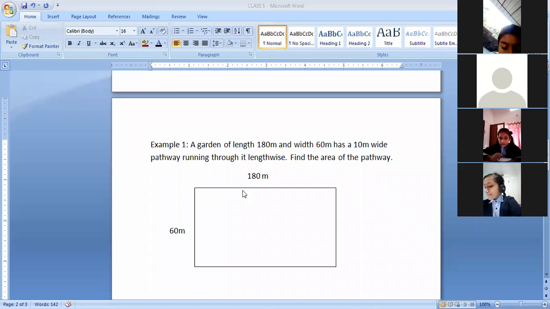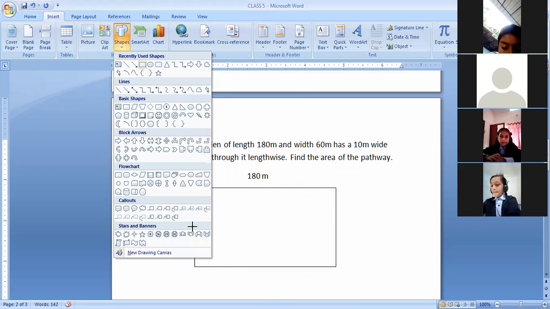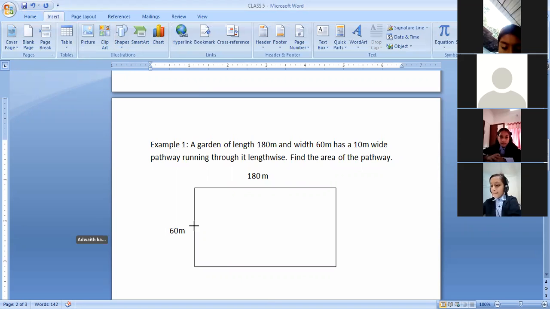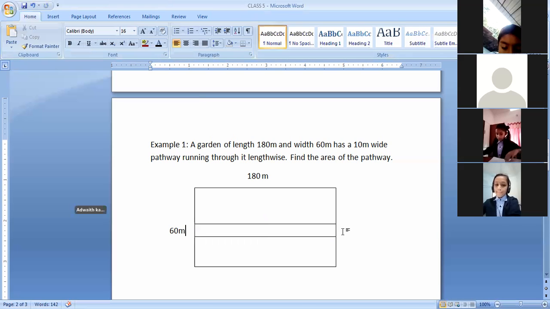This is the length. 180 meter is the length. This line of 180 meter length is what we call the length of the rectangle, right? A pathway parallel to this, at an equal distance, is the lengthwise pathway. It will go like this. Like this. Clear? This is the lengthwise pathway.